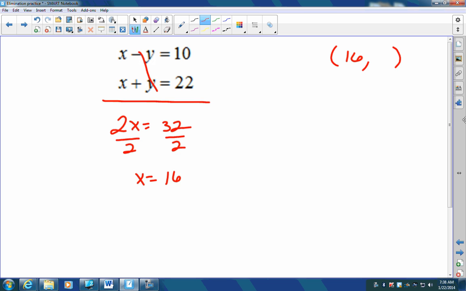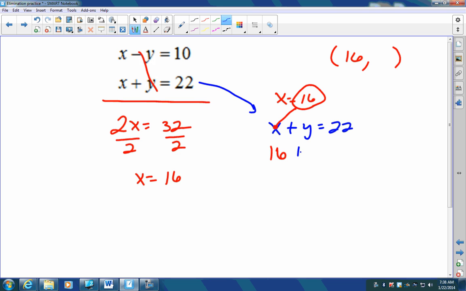See, this one ends up being easier because now you choose one of your 2 equations. x plus y equals 22. I found x to be 16, so you put 16 in here for x. So I get 16 plus y equals 22. If you subtract 16, y will be 6.